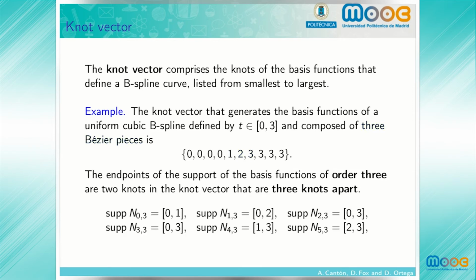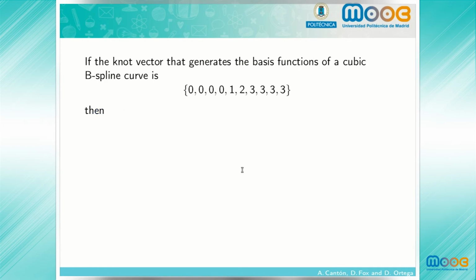The endpoints of the support of the basis functions of order 3 are 2 nodes in the node vector that are 3 nodes apart. For example, the support of the first basis function is the interval 0, 1, which is the first node, and 3 nodes apart we find the 1. The support for the second basis function is the interval 0, 2, for the third one 0, 3, and we find the rest of the supports the same way.